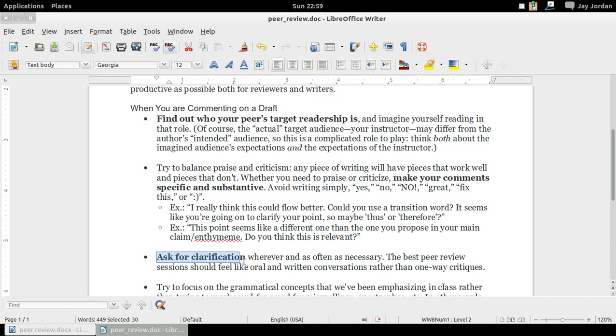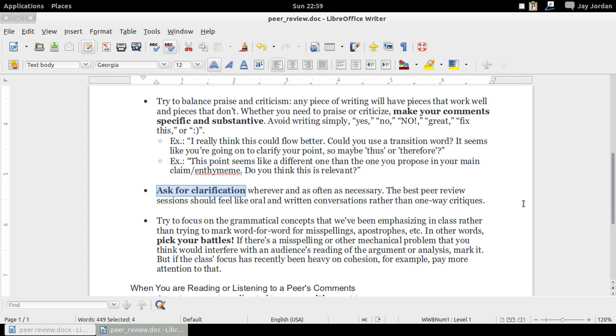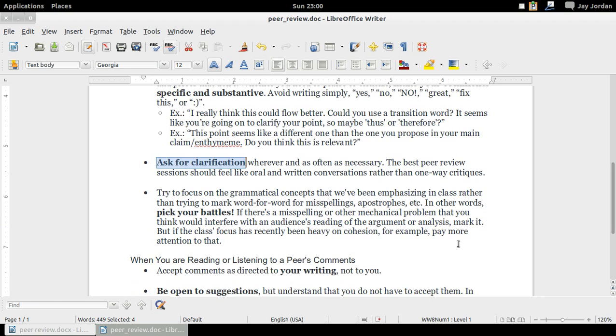Ask for clarification whenever you feel like it's necessary. This is one of the reasons I really like to do peer review in class, when you're actually not just looking at the paper itself, but you have an opportunity to be face-to-face with the person who wrote it. So try to ask. The best peer review sessions should, as I wrote here, really feel like conversations rather than one-way critiques where you're telling the person everything that's wrong or even right. It should be a back and forth.